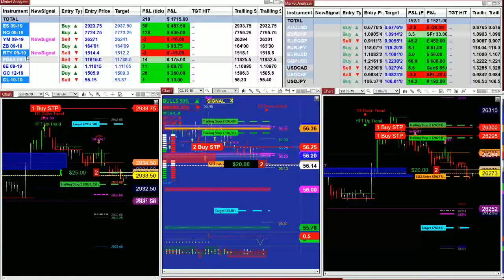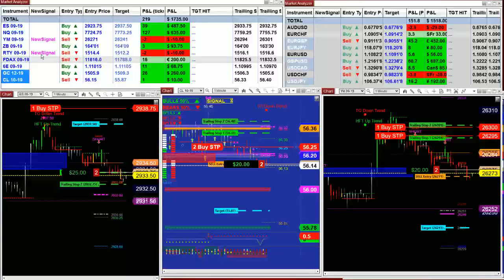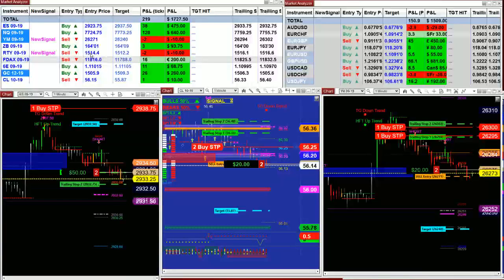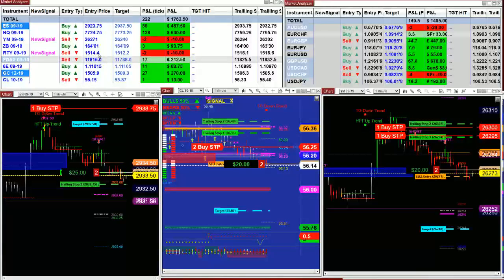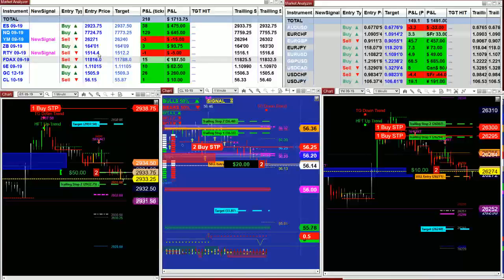New signal on the YM, sell 26271, target 26241. Russell, new signal, sell 1514.4. The expectation is that the market is going to open to the short side.